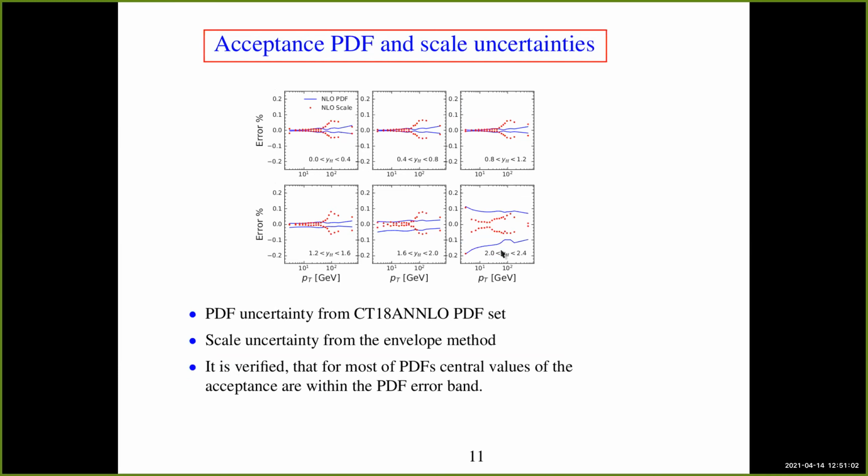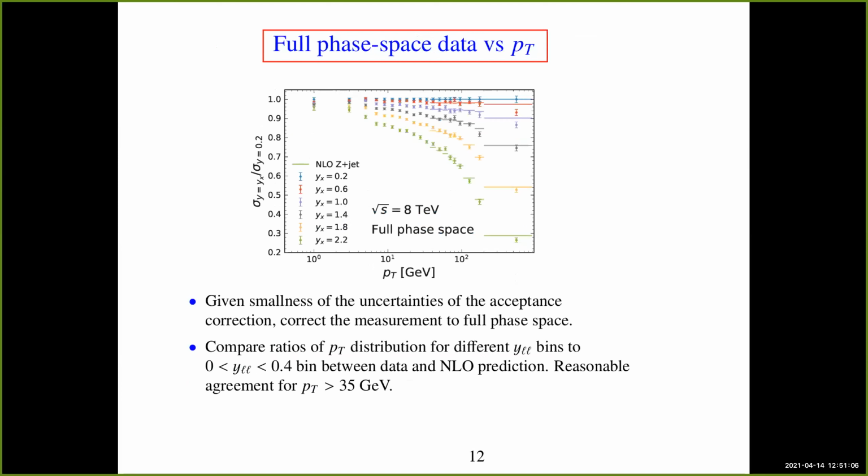Okay, so all uncertainty seems to be under control. So now let's continue with the exercise. First we correct the fiducial data in PT to the full phase space, and we perform comparison to the NLO Z plus Z predictions in terms of the ratio of this full phase space to the first bin.